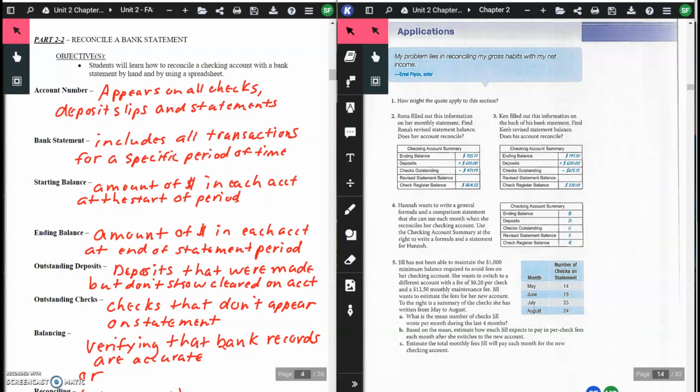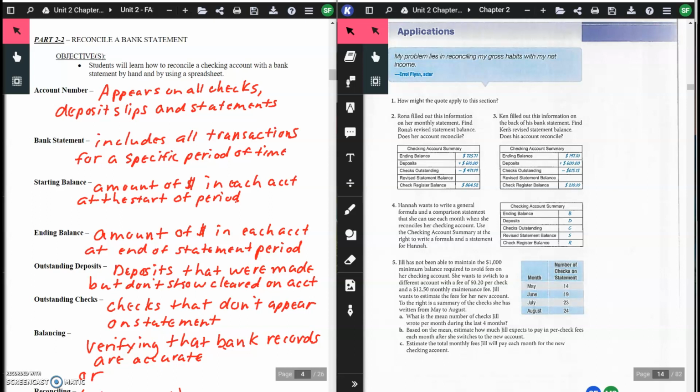Section 2.2 is reconciling a bank statement. So some definitions. Account number. This appears on all your checks, deposit slips, and statements. This is the number that is attached to your name and social security number. Bank statement. This includes all transactions for a specific period of time. So each month, for example, you may get a bank statement which shows all your transactions.